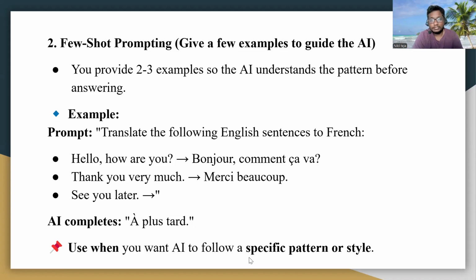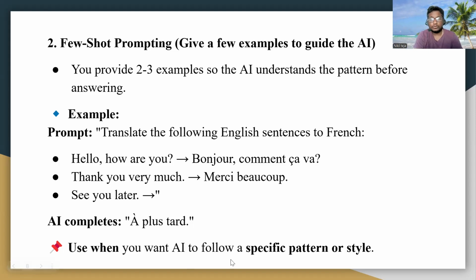Translate the following English sentence to French. This is the prompt. And you will be giving two, three examples, like "hello, how are you" is called as "bonjour, comment allez-vous", and "thank you very much". You will be giving these two examples, like "hello, how are you" is called as this sentence in French, and "thank you very much" is called as this sentence in French. So, what will be the French word of "see you later"? That will be the prompt, and the AI response will be "à plus tard". That means it has given us a French word, right?